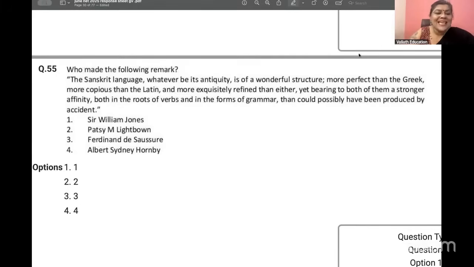But Patsy M. Light Brown, you don't have to know them. They are distractors. It is not like in the next exam you have to study about Patsy M. Light Brown. It doesn't work like that. They only want you to know William Jones. A.S. Hornby is a famous linguist. Ferdinand de Saussure did not talk about Sanskrit. Anyway, William Jones must have said it because William Jones appreciated Sanskrit. And William Jones is the answer. Even without reading the entire thing, by reading only 3/4 of the first line, you can answer this.